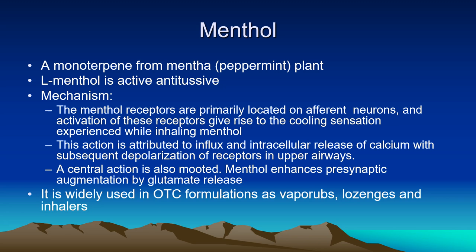Some studies show a central action also. Menthol enhances presynaptic augmentation by glutamate release. So, multiple central and peripheral actions render menthol one of the widely used drugs in the treatment of congestion and cough. It is widely used in inhalers, vapor rubs, and lozenges, and is available OTC.